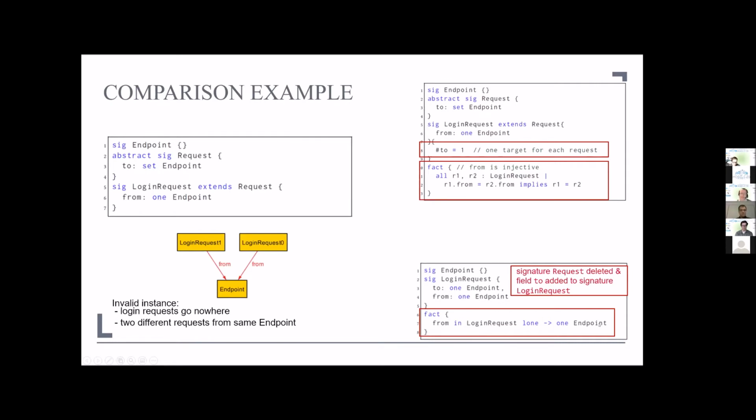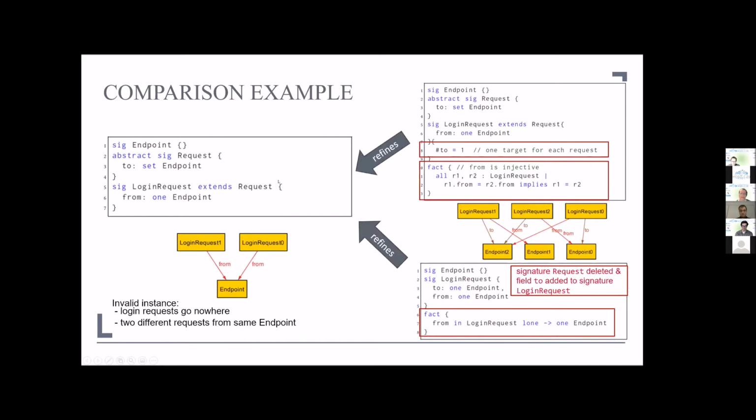And now the big question is, first, maybe let's look at some instances that are common to these 2 new models, and check whether they're good. So the team looks at this instance, and yeah, it looks very nice. It doesn't have the problems of the previous one. Every login request has a target, and every endpoint only has one open login request. So that's nice.